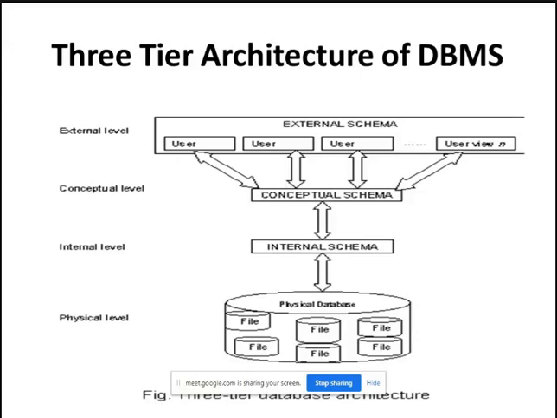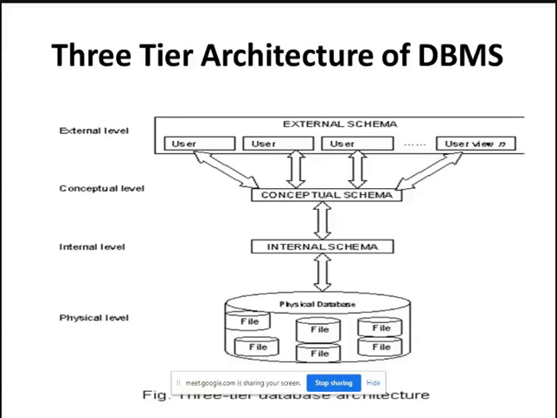Next comes the internal level. The internal level is the lowest level of the three-level architecture of DBMS. This level describes how the data will be stored, and describes the data structure and access method to be used by the database. In other words, it holds the information about data. The internal view is described by means of the internal schema written in DDL.